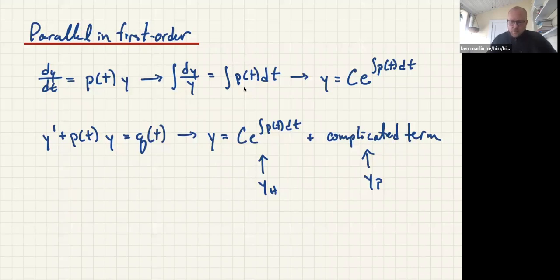And this meant that our final solution was c times e to the integral p of t dt, and then some complicated term that would come out of the integration. However, what I want you to think about is if this had been 0, then when we integrated this, that y p wouldn't be there. That complicated term wouldn't be there. And I'm referring to that as y sub p for a parallel that's going to come up later, right?